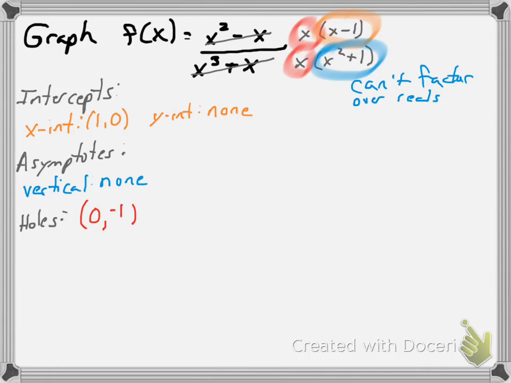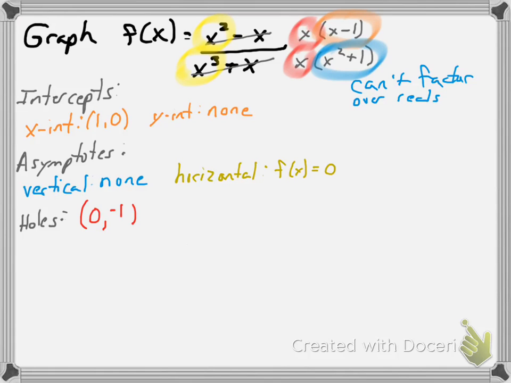And now on to the asymptotes. So I have only one factor left in the denominator. But the problem is it can't factor over the reals. The only zeros that it has are plus or minus i, and i doesn't show up in the xy plane. So there are no vertical asymptotes. That leads us to non-vertical asymptotes. Well, this one's going to be horizontal.